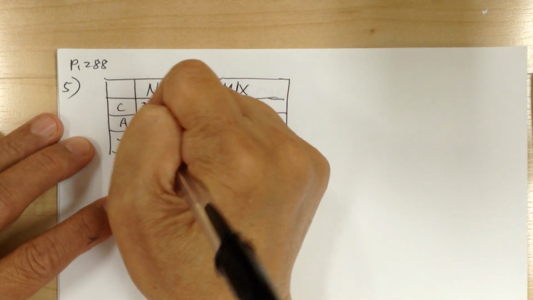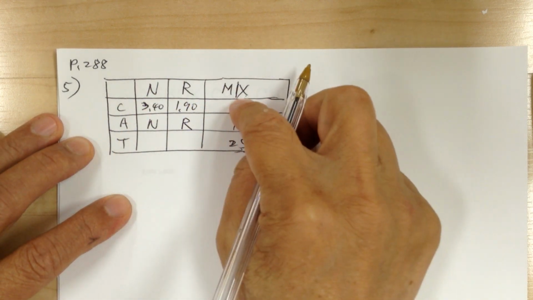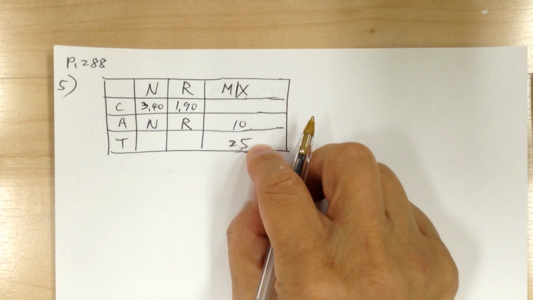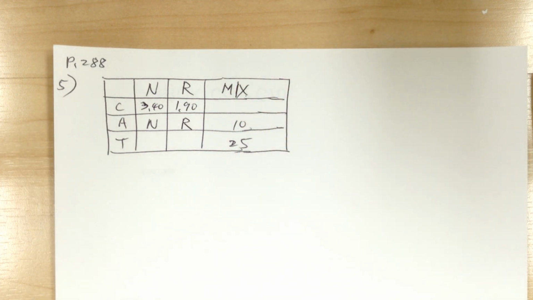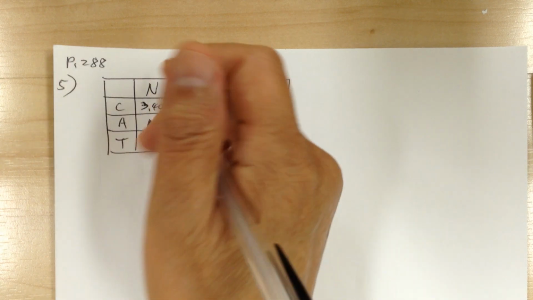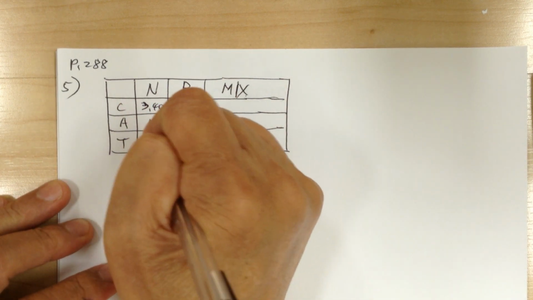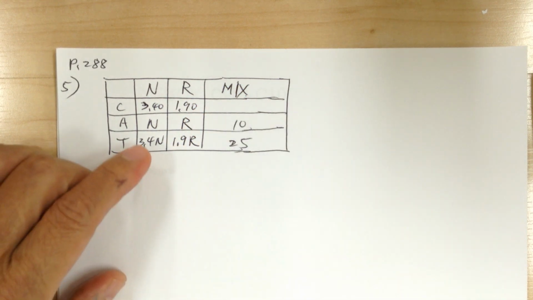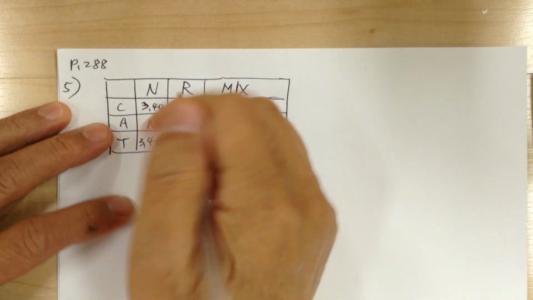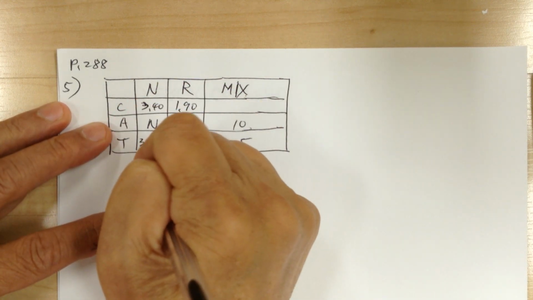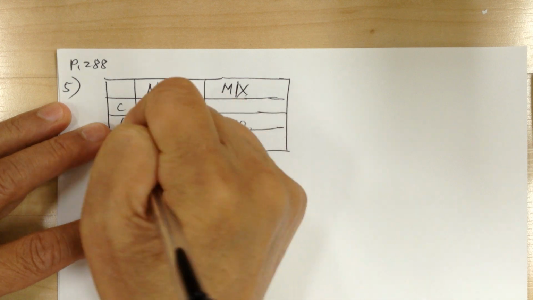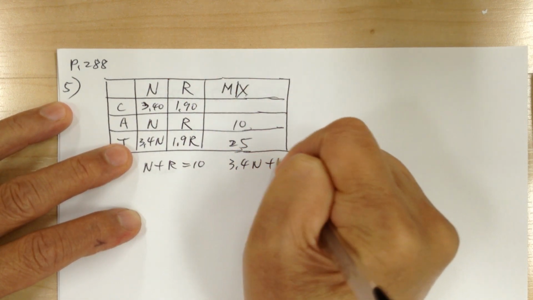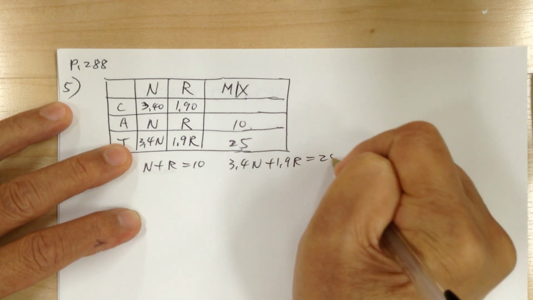So again, let's just put in N and R. Now we don't need this space because we have the total. Normally you need this and multiply to get that, but this one we don't need. So let's multiply down. This will be 3.4N, 1.9R. You've got two variables, so you need two equations. First equation is N plus R equal to 10. Second equation is 3.4N plus 1.9R equal to 25.